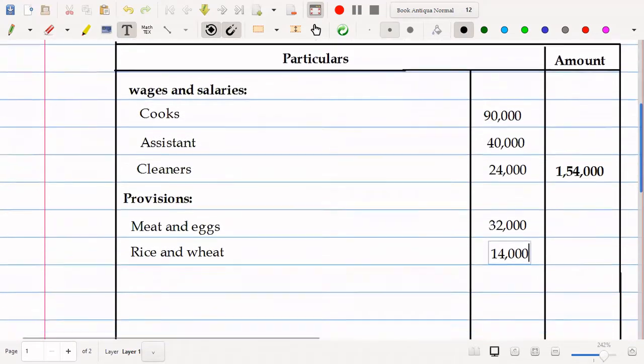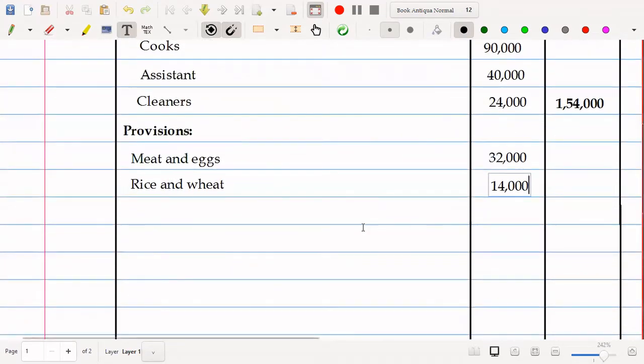And next, milk and butter. The amount given is rupees 16,000. So let's total it. It will come to rupees 62,000. It is the second head now.